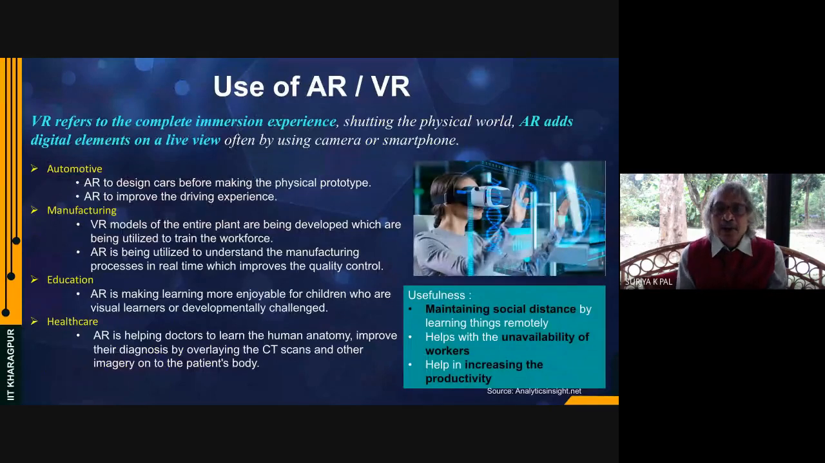Now, AR and VR, virtual reality and augmented reality. This has got immense potential even for the academic sector, and I'll tell you how. Virtual reality, if you say this term twice or thrice, it means that we are getting the real world feel in the virtual area. That means we are completely immersing ourselves in the virtual area to get the feel of that real world.